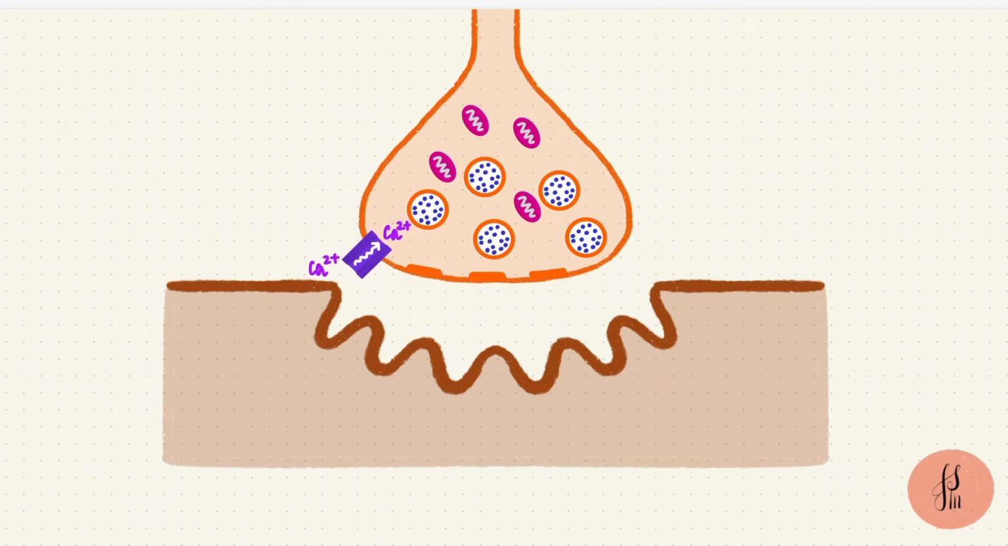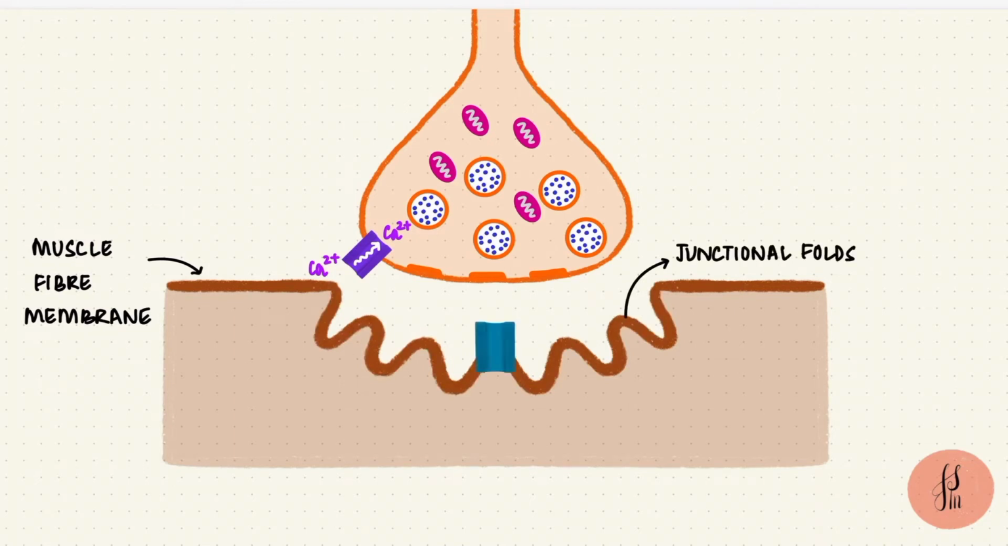The postsynaptic membrane is formed by the muscle fiber membrane. Now the portion of the membrane that forms the synapse is thickened and it's thrown into folds. These are called junctional folds. The folds increase the surface area. At the crest of the folds, there are receptors for acetylcholine.